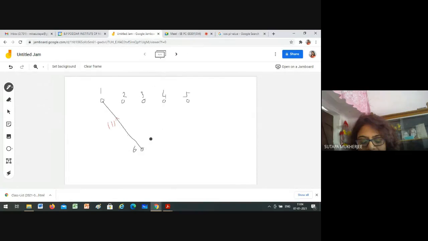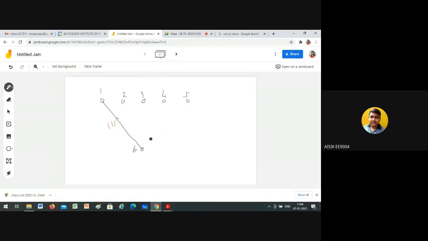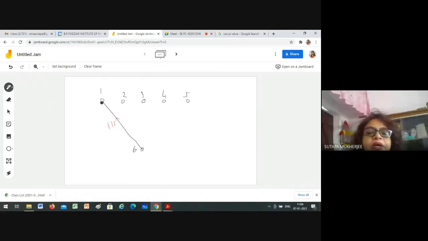Anybody can tell me, branch number 2 is associated with how many nodes? Which nodes? Ma'am, node 1 and node 2. Node 1 and 2, and it will be away from node 1, so 1 to 2. This is branch number 2.